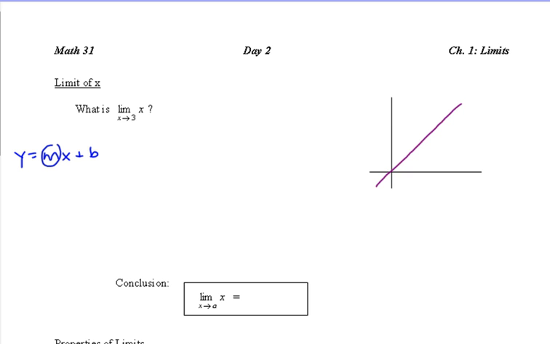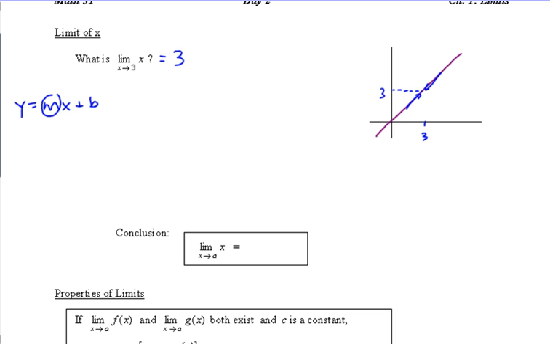So the slope is constant. That's why the slope here is just 1. It's always 1. Y is always increasing 1 for every x that's increasing 1. So if we're looking at x equals 3, what would we be approaching from both sides for the y value? 3. And that's always going to be the case. If I said x approaches 2, what would be the y value? 2. And so when we have a limit as x approaches a of x, what does that always equal? A.